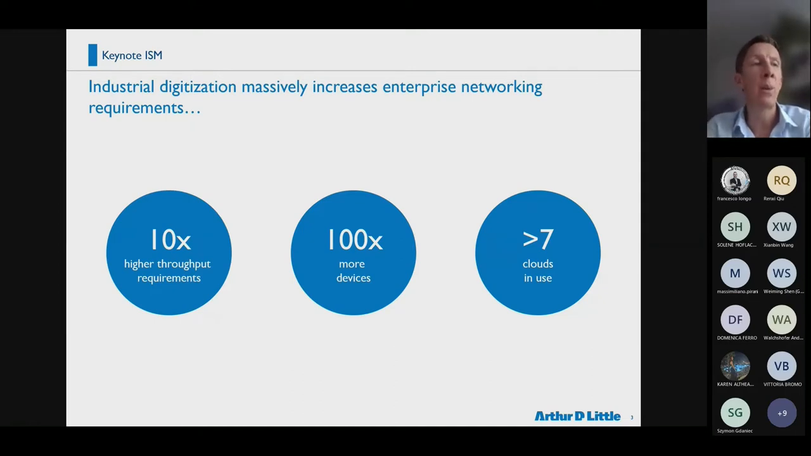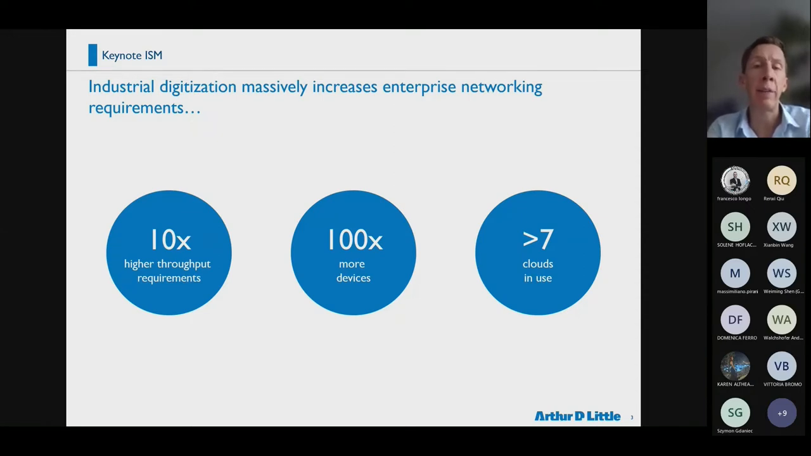On the other hand, we see that more and more devices get connected, and that the average device density per cell site is increasing massively. We see that in specific use cases, especially when we think about logistics or production line monitoring, it's often roughly 100-fold compared to the pre-industry 4.0 standards.